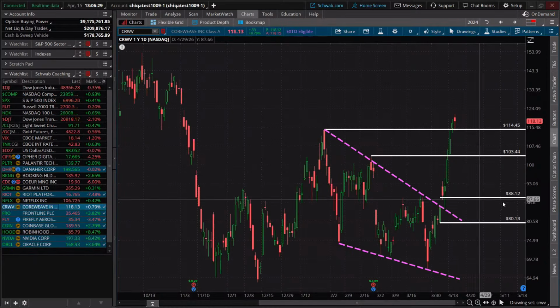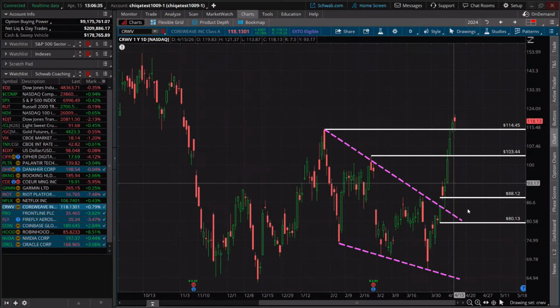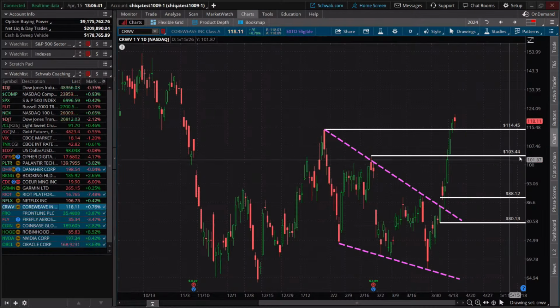Remember, we took a trade. We went long at 88.12, right when we saw the breakout of this falling wedge. We had our stop at the low of that pre-breakout candle. We took half of our profits right at 103, and then we took the other half of our profits here at 114. And what do you know? Price is actually retesting that level today.